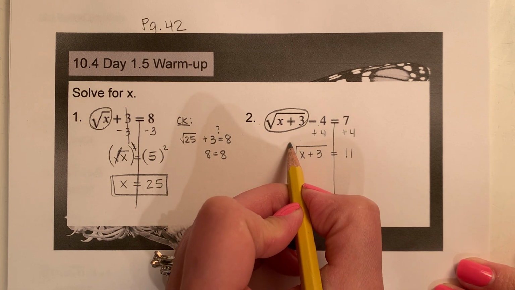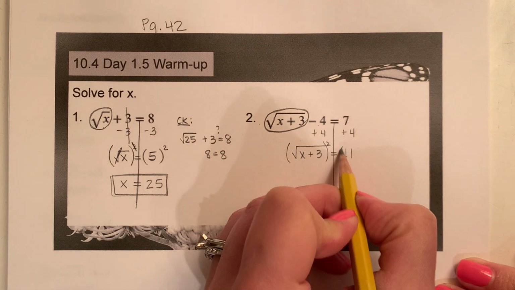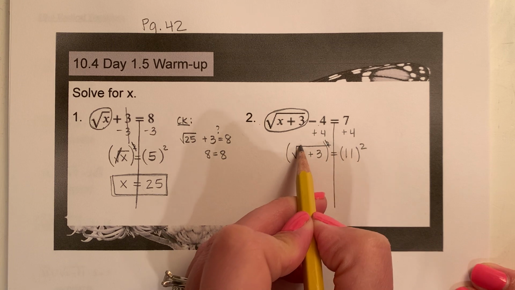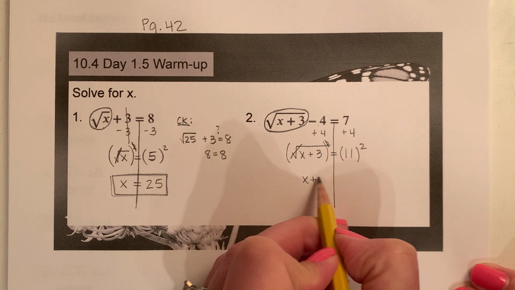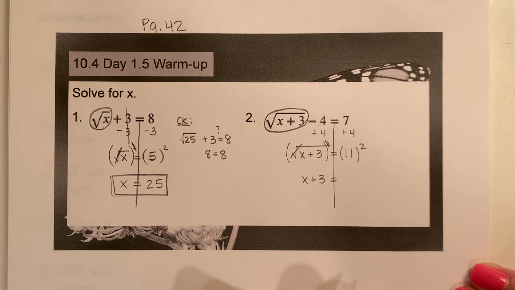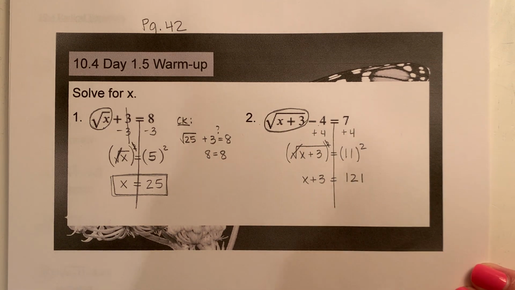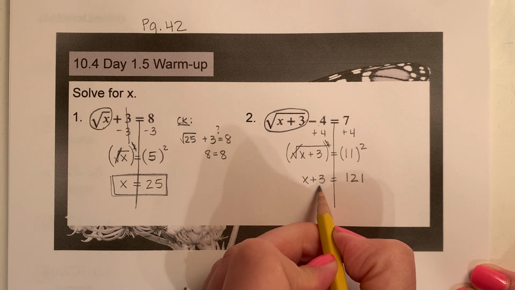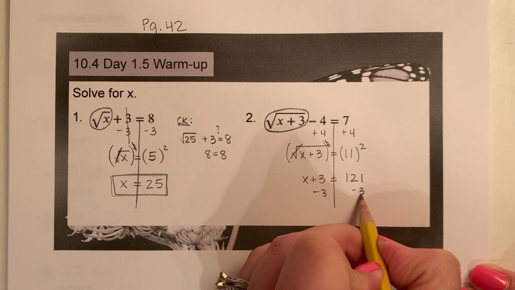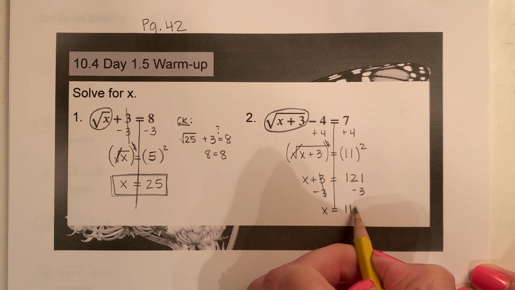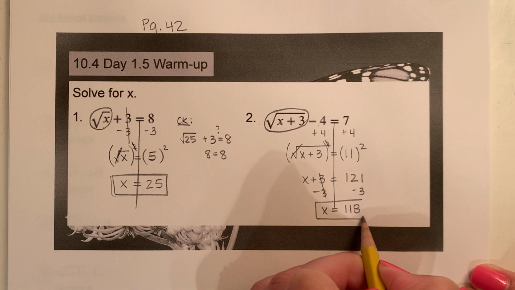Before you can move that 3, you have to get rid of the radical, and so you're going to square both sides. The little 2 here cancels with the root, and we have x plus 3 come out. Now it's no longer under a square root, and then 11 squared is 121. One more step here is to subtract the 3 over. So now you can move that 3 over once the radical is gone, and we get 118.